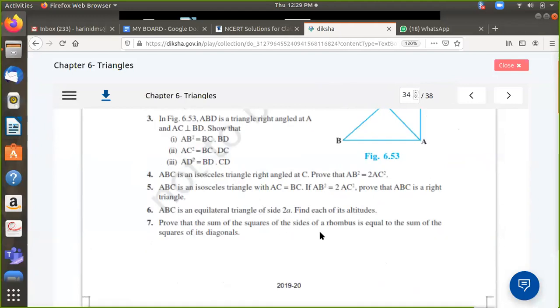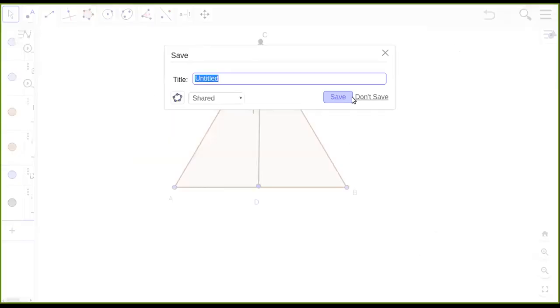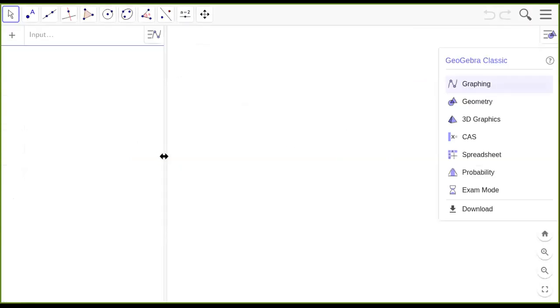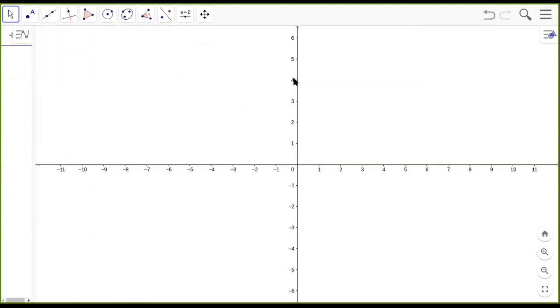Prove that the sum of the squares of the sides of a rhombus is equal to the sum of the squares of its diagonals. So we have to go back and draw a rhombus first. So let us try drawing the rhombus. Again, I have to stop the screen share and go back to my GeoGebra. So again, I have to open a new one. Okay, it is easy to draw the rhombus when this is selected.